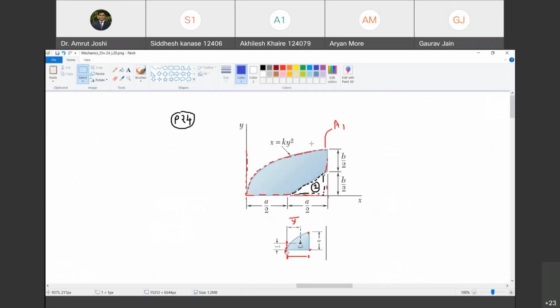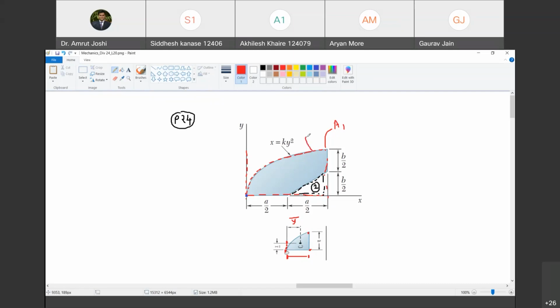Various problems based on location of centroids, and we were solving this problem number 24. In problem number 24 we need to determine the location of centroid with reference to origin for the shaded portion. Are you with me? Yes, sir. Okay. In yesterday's class we have seen that we can divide this into two known figures. One is this semi parabola and another one is this triangle. Are you with me? Yes, sir.